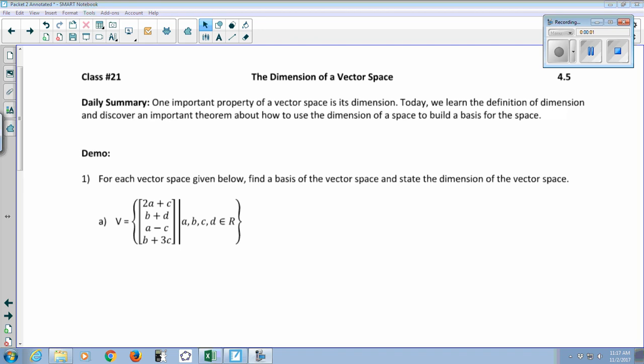One important property of a vector space is its dimension. Today we're going to learn the definition of dimension and discover an important theorem about how to use the dimension of a space to build a basis for the space.